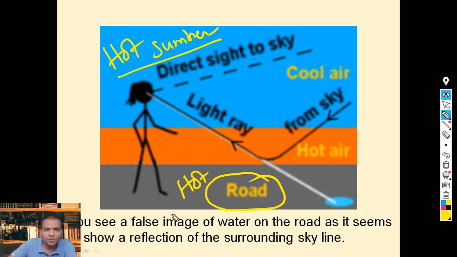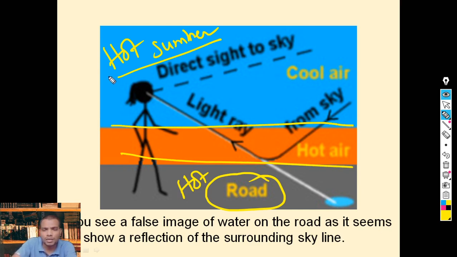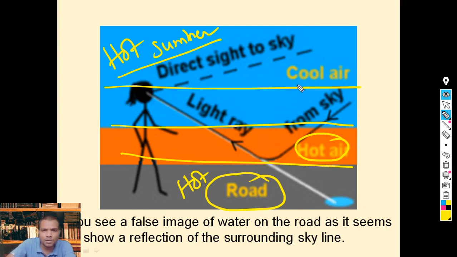So if I divide the atmosphere just above the road into different layers, this is layer 1, this is above it layer 2, and this is above that layer 3. So this is the road and the next one is hot air, and just like that you can go above and divide it into different layers.